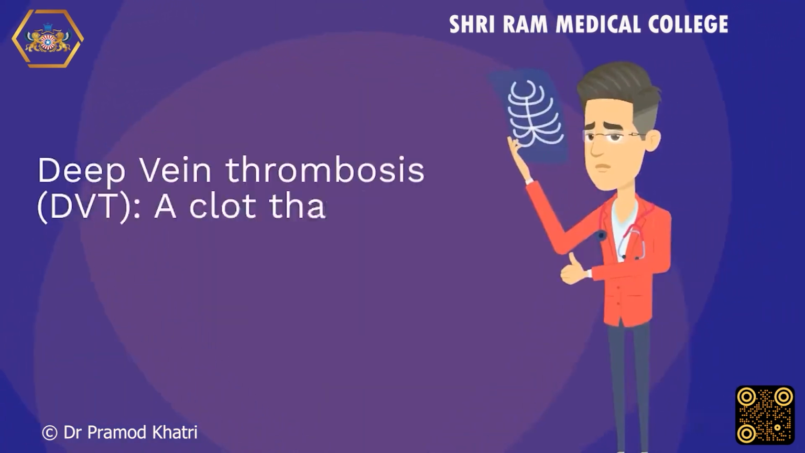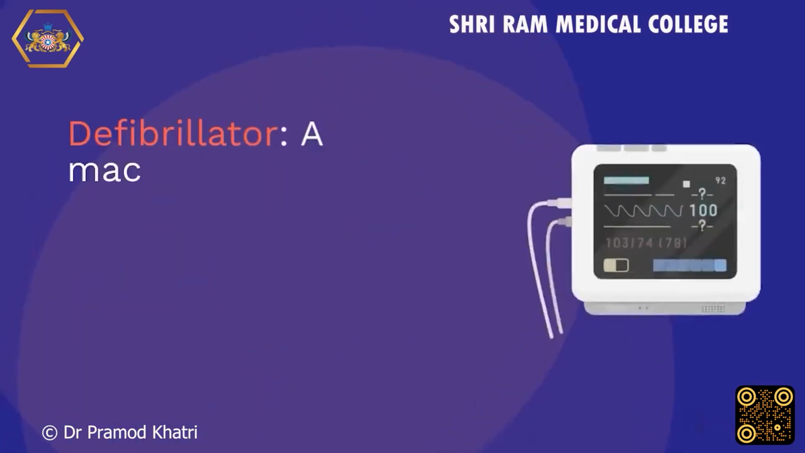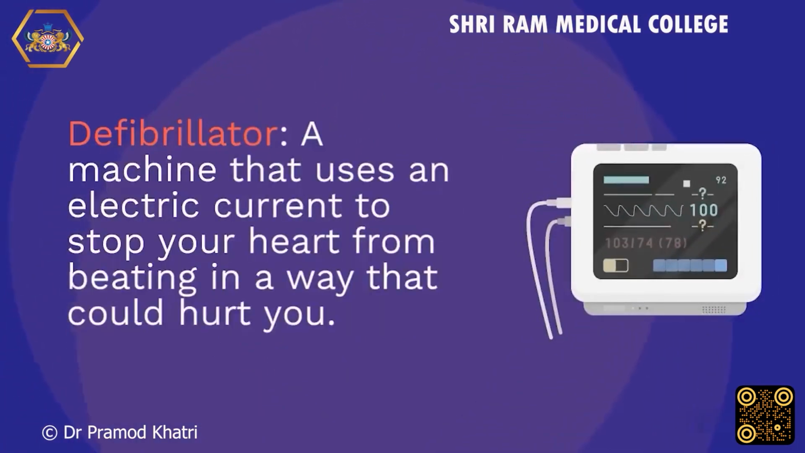Deep vein thrombosis, DVT, a clot that forms in a deep vein in your leg or stomach. Defibrillator, a machine that uses an electric current to stop your heart from beating in a way that could hurt you.